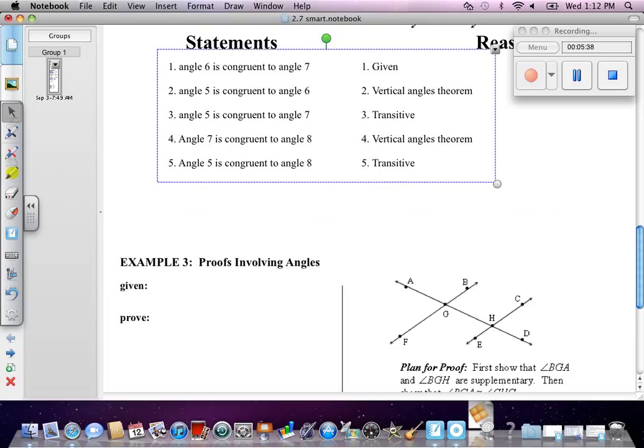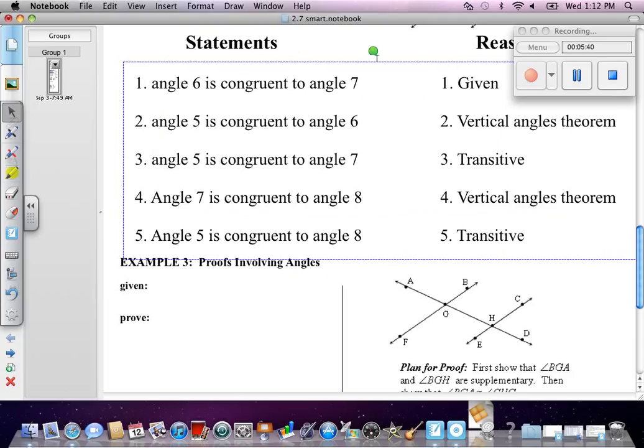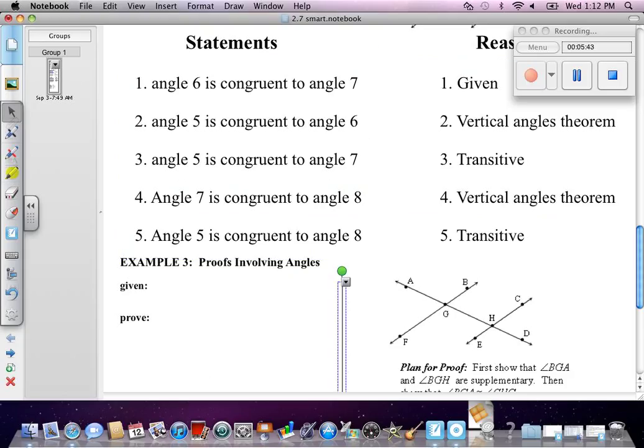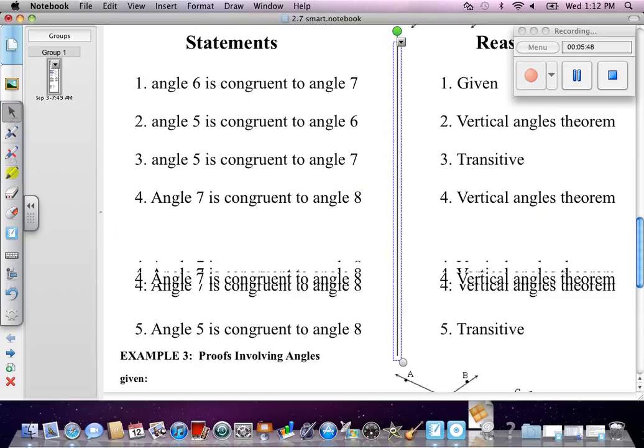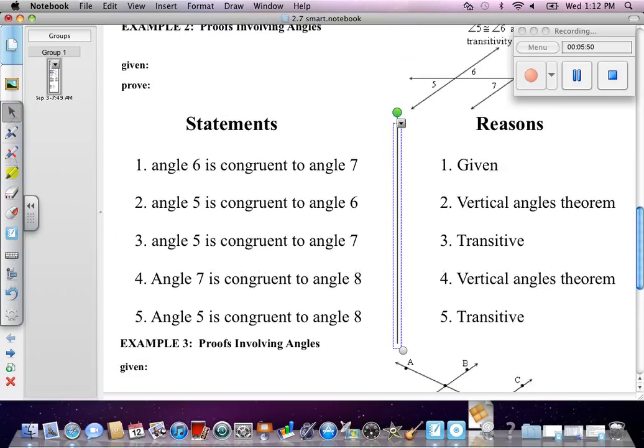Why do you do that? Because each of these things is typed in separately, because I have to use a certain special program to make the vertical line. Okay.